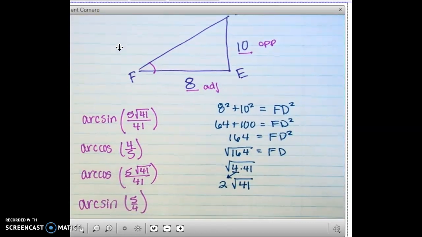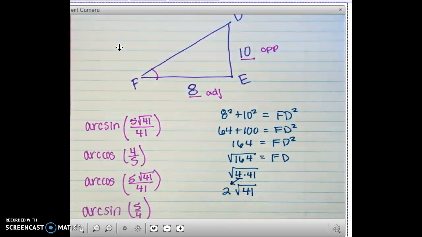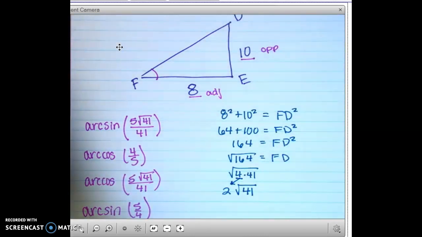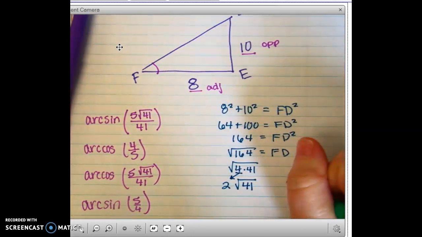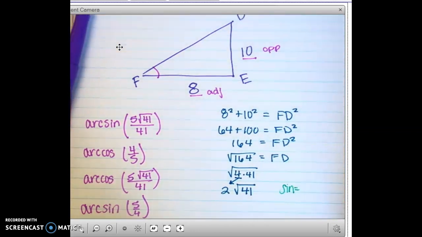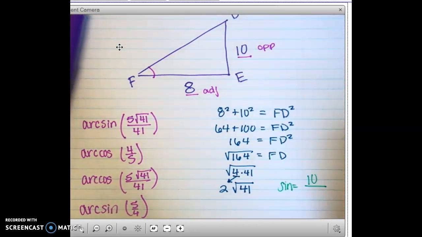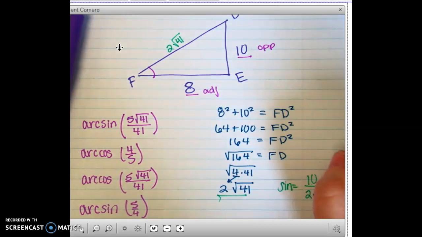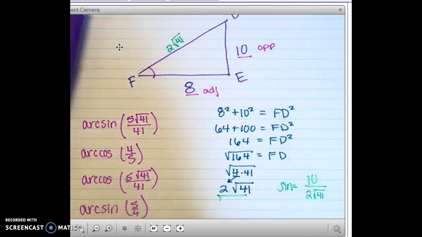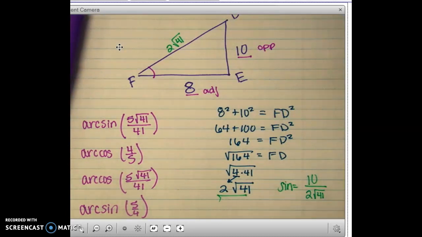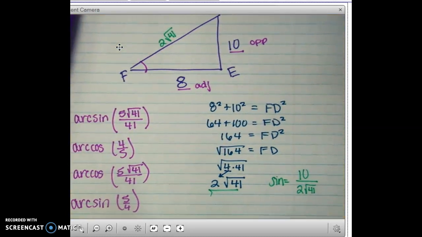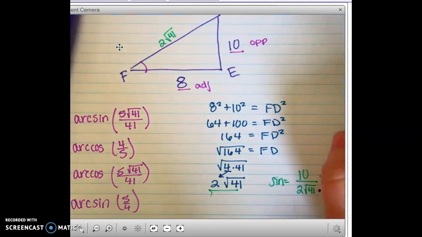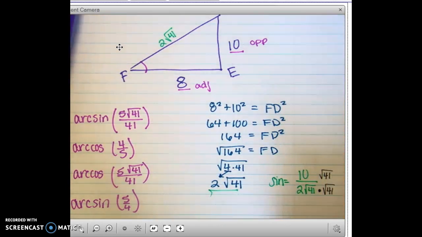Now we have to decide, are we going to use sine or cosine? Well, let's start with sine. Sine is going to be equal to my opposite side, that's 10, all over my hypotenuse, which I just found to be 2 square root 41. Now, you can't leave a radical in the denominator. We have to rationalize it. To get that radical out of the denominator, you multiply it by itself. Whatever you do to the bottom, you must do to the top.